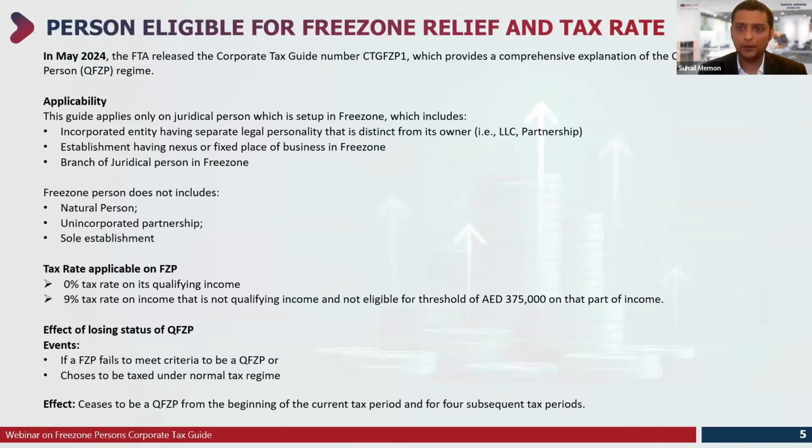So let's talk about person eligible for free zone relief. First thing first, we need to understand how we are going to claim the 0% benefit. The first thing which comes into mind, and the confusion which arises, is what is a qualifying activity, what is an excluded activity, and how we are able to claim the free zone status. But before coming to that, we need to understand that free zone status is not applicable to a natural person, an incorporated partnership, and a sole establishment. So only a free zone company is eligible for a 0% corporate tax rate.